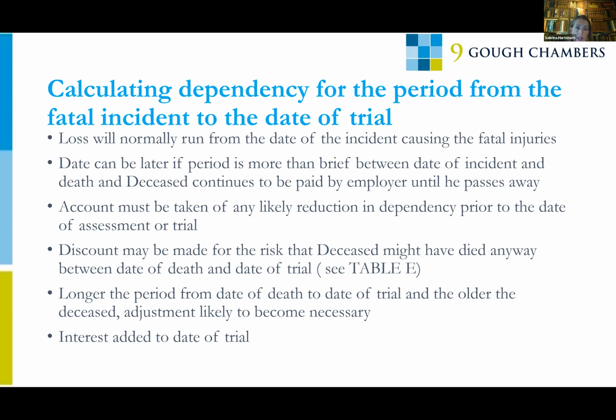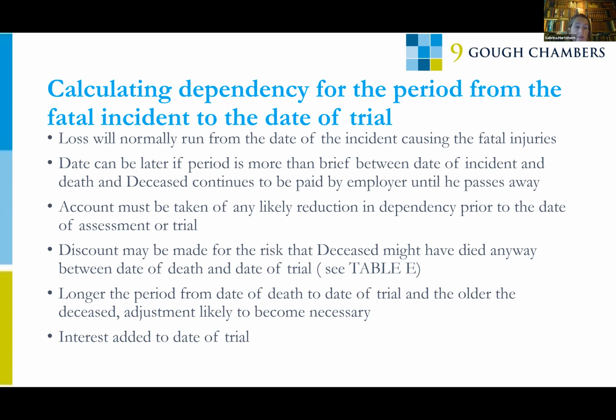So let's have a look at how to assess the dependency for the period from the fatal incident to the date of trial. Well, in my view, this is the more simple calculation. The dependency loss obviously normally runs from the date of incident causing the fatal injuries, but sometimes that can be later. That can be later, for example, if there is a period between incident and death and the deceased continues to be paid by the employer until he passes away.